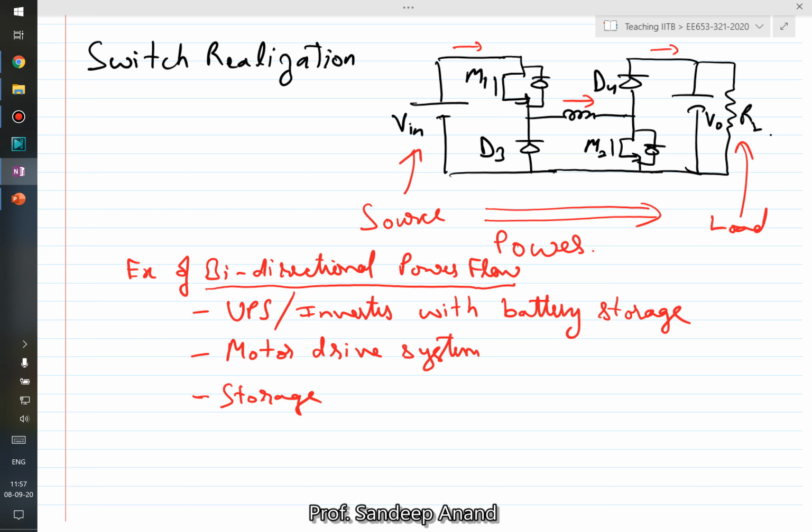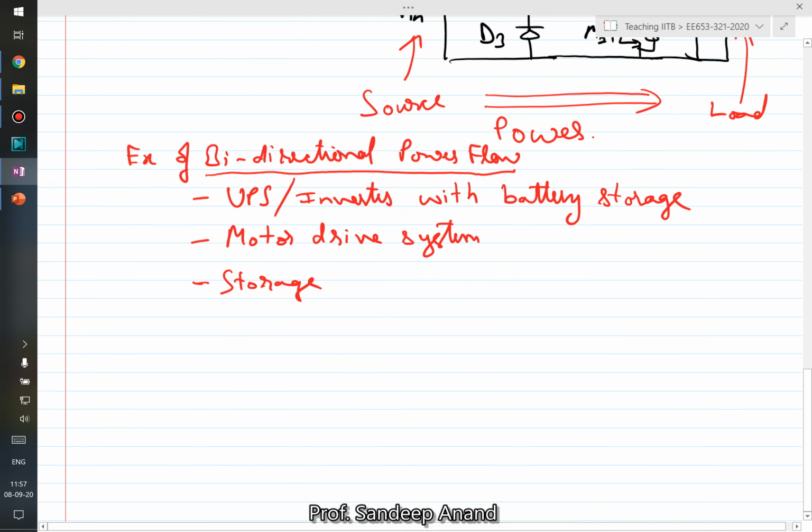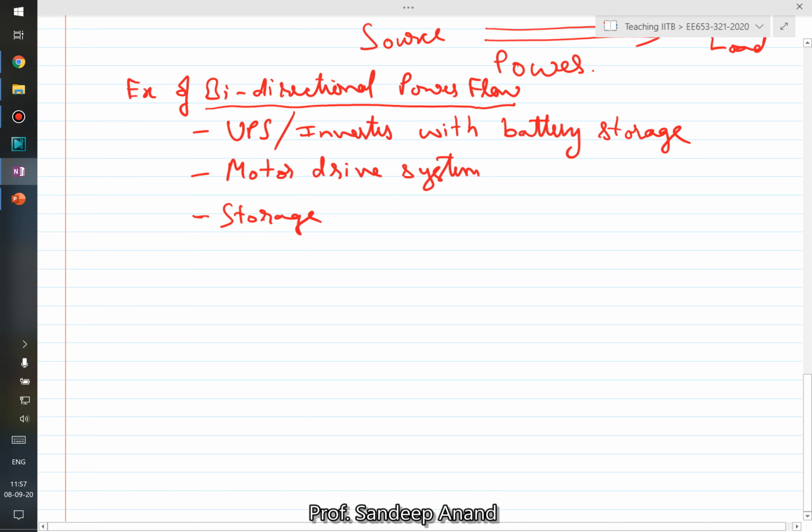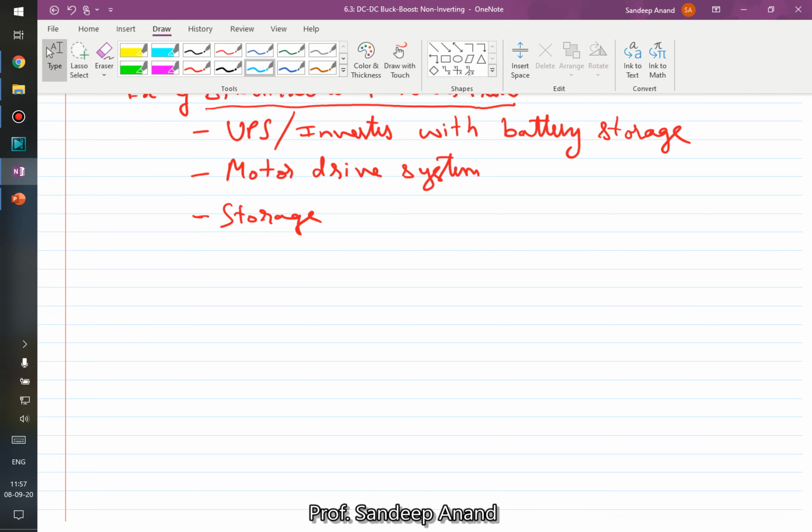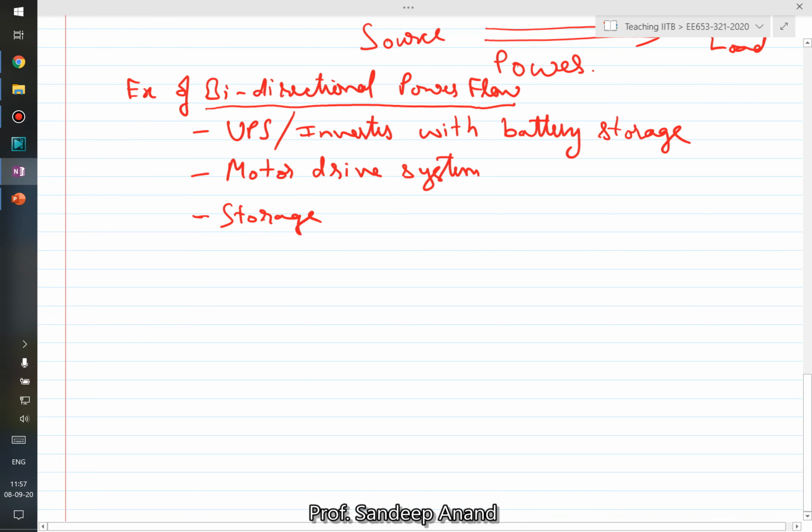Now let's start with, instead of directly looking at this circuit capable of operating in bidirectional power flow, the basic DC to DC buck converter, and see if that converter can operate as a bidirectional power converter, right? So I would draw the actual switch-realized version of the buck converter.